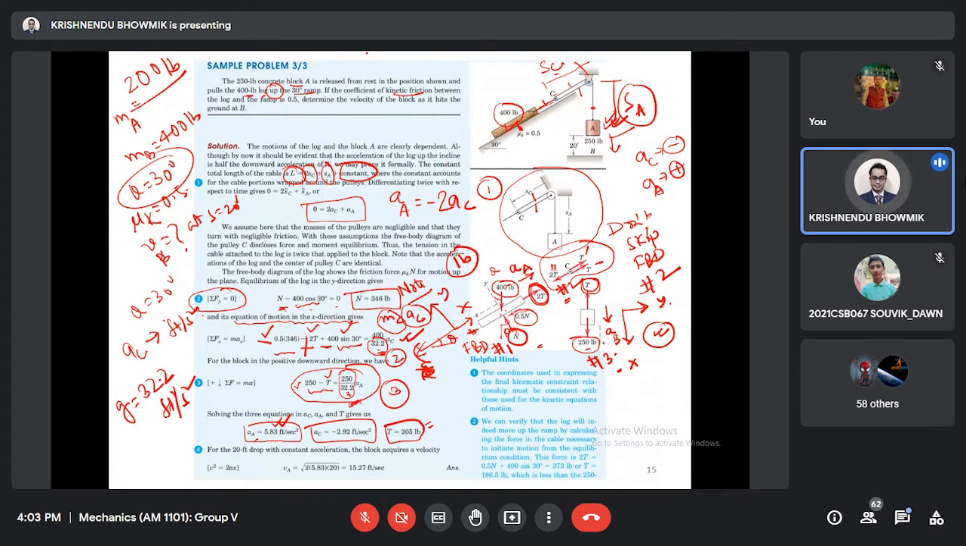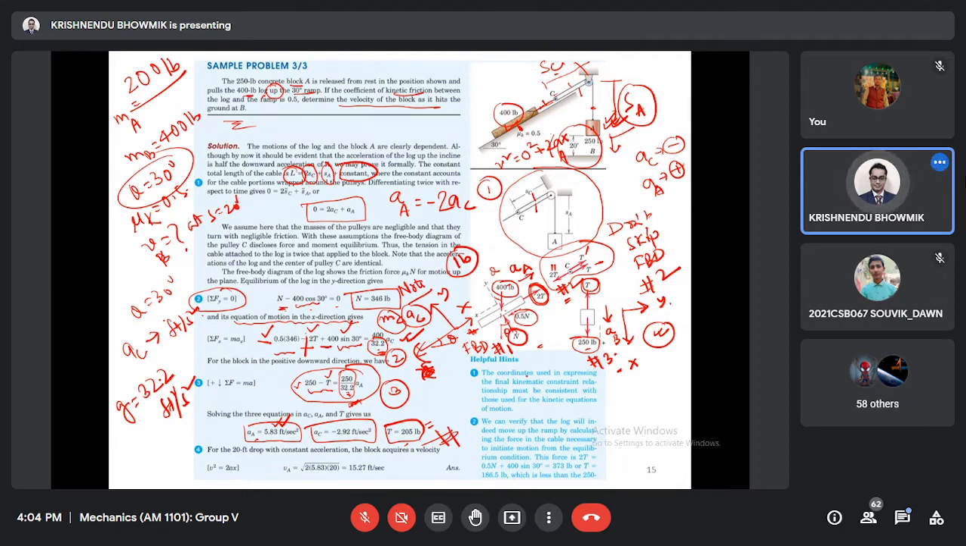But before that, let's determine the velocity of the block when it hits the ground. Okay, when it hits the ground. So v square equal to 0 square plus 2ax. A is the acceleration, so if you write this ax, then you can get the velocity when it hits.